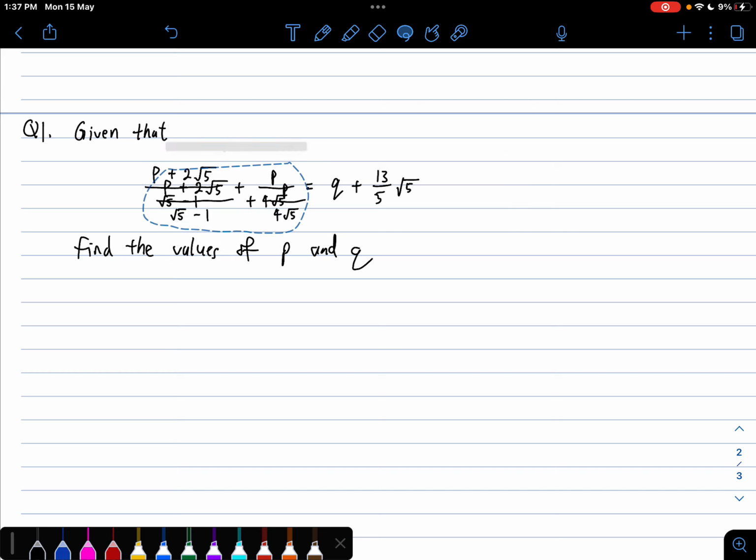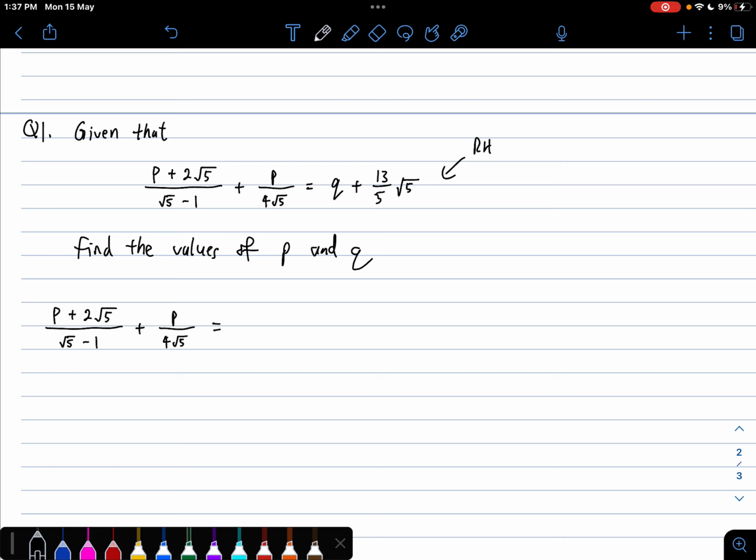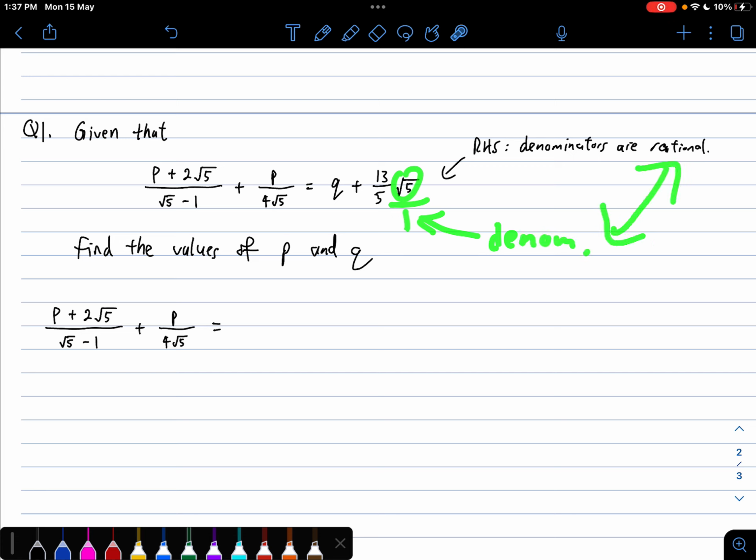Instead, you want to start with the left hand side. Okay, copy it over, right? And then you try to rationalize the denominator, because over here on the right hand side, you'll notice that the denominators are all rational. Right, rational meaning no square roots in the denominator. This square root 5 is square root 5 over 1, so this 1 is the denominator I'm referring to, and it is rational. Okay, good.